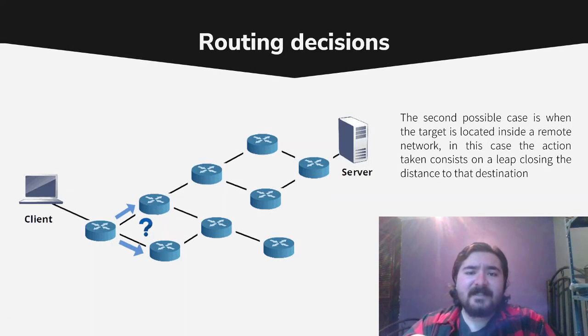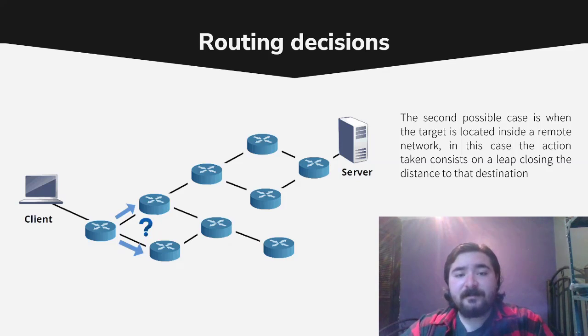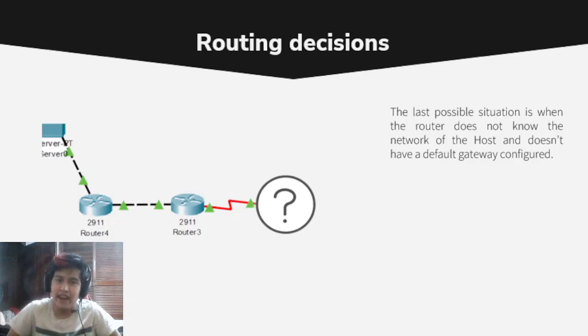Another one of the possibilities that can happen during this process is when the destination host is located in a remote network, meaning one that is not the same as the router's. In which case, what is to be done is a leap into another router, which can lead the package to its network or close the distance to it. Finally, the last possible situation is when the router doesn't know the network of the host and doesn't have a default gateway configured. This completely stops the package interchange by discarding the current package due to the lack of information necessary to complete the process.